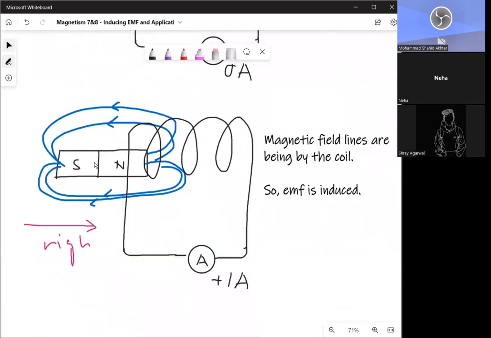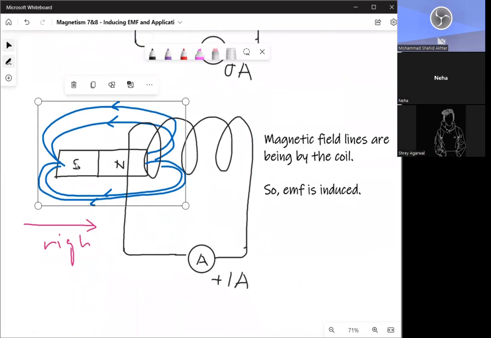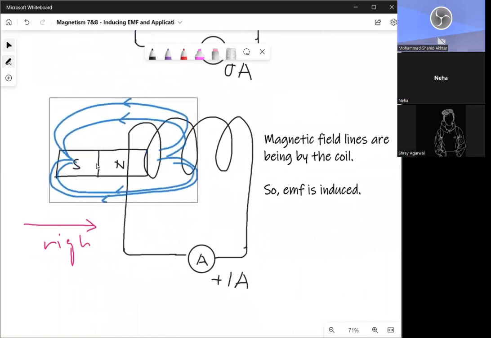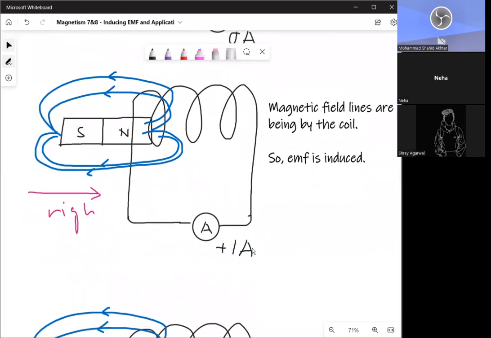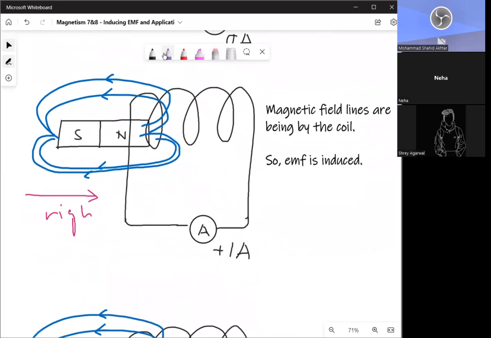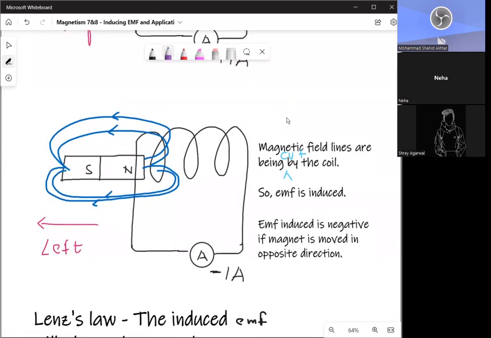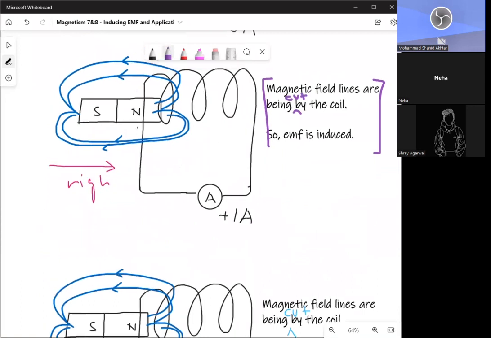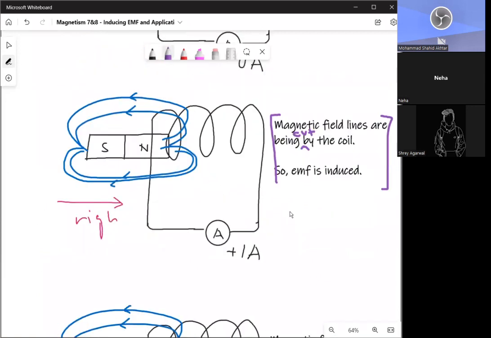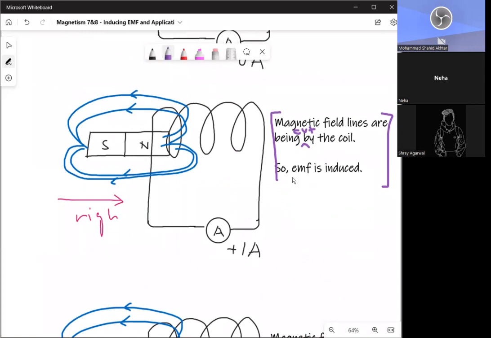Now I'm moving it to the right. Let's move the magnet to the right. If I move it to the right, then I'm getting a +1 ampere current. Read this, Neha, on the board. Magnetic field lines are being cut by the coil, so EMF is induced. That's clear? So which diagram do we have to draw? A coil, a magnet, and an ammeter.